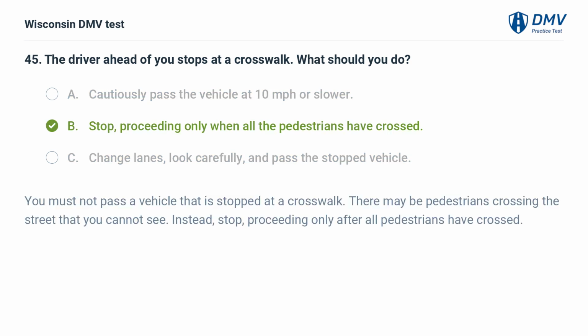B. Stop, proceeding only when all the pedestrians have crossed. You must not pass a vehicle that is stopped at a crosswalk. There may be pedestrians crossing the street that you cannot see. Instead, stop, proceeding only after all pedestrians have crossed.